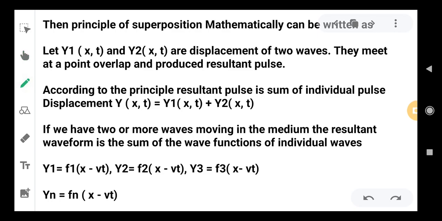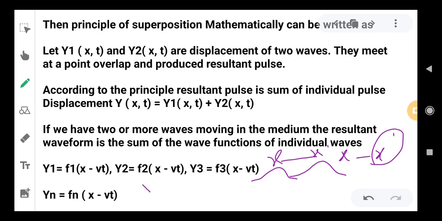Now, how is x minus vt written? The initial position is x. After a time, it starts moving and changes position to x dash. Then the change in position is written as x minus x dash. This x dash is written in general. Velocity is x by t, so x can be written as v into t. Here this x dash is replaced by vt.